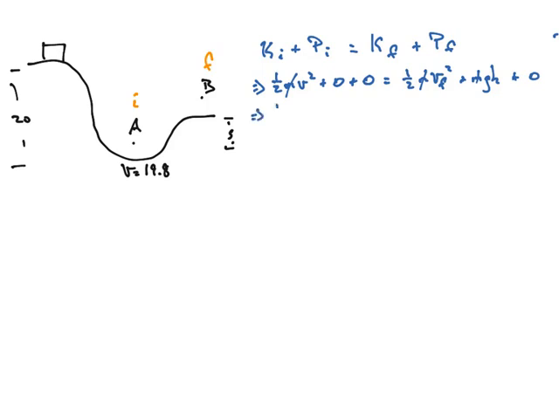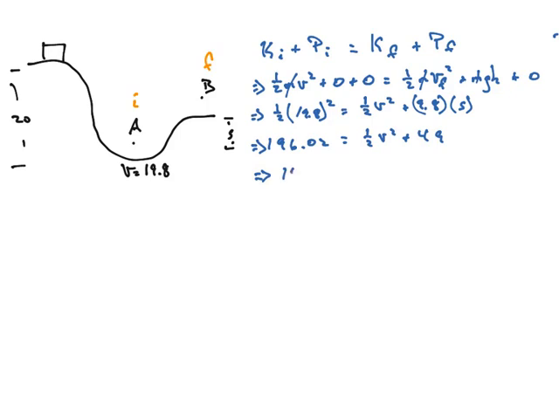That's fine. Let's just stick our numbers in. 1/2 times the velocity at A, 19.8 squared, equals 1/2 v squared, which is what I'm looking for, plus 9.8 times 5. All right, so now we get our calculator out. 19.8 squared divided by 2 gives us 196.02 equals 1/2 v squared plus 49.